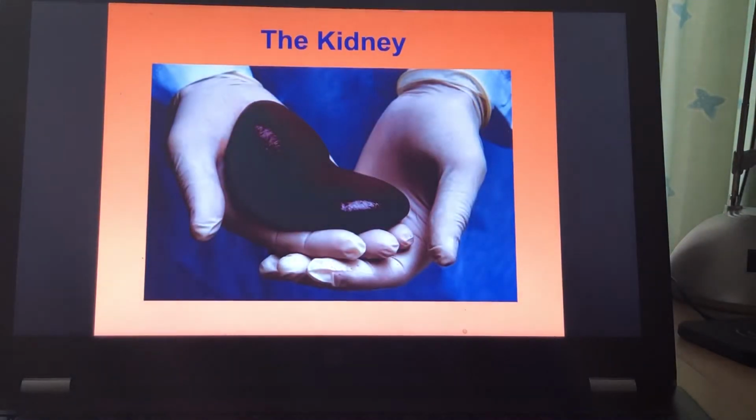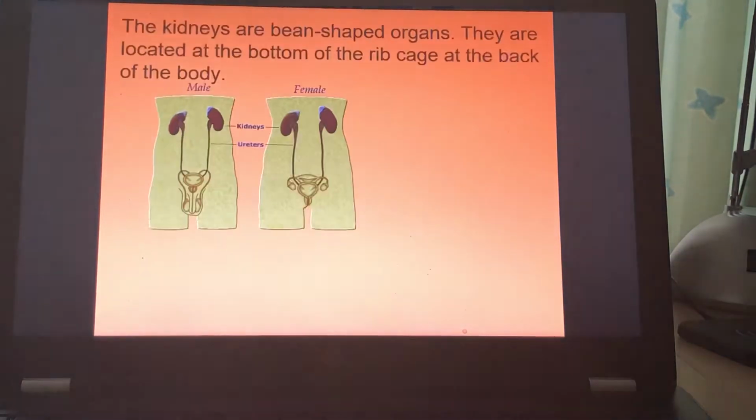So what about the kidney then? This is a photograph of a real human kidney. It's actually about to be transplanted into a patient. So what do you know about your kidneys? Well, we have 2 kidneys, or most people have 2 kidneys. A lot of textbooks say that they're bean-shaped organs. Well, if you've seen kidney beans, they get their name from the shape of your kidneys.